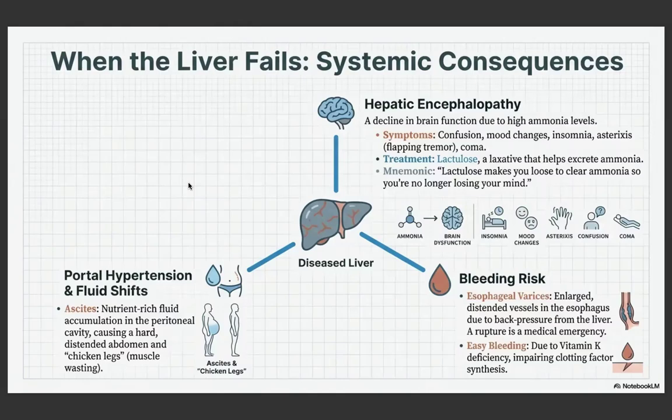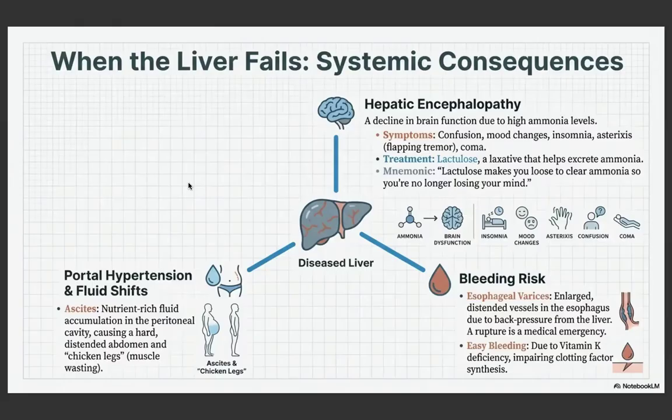But they are going to take a laxative called lactulose. It binds to ammonia to help pull it out of the body so that they're no longer confused. I use the trick: lactulose makes you loose if you have liver cirrhosis. It clears ammonia, so you're no longer losing your mind. That might help you, I'm not sure.